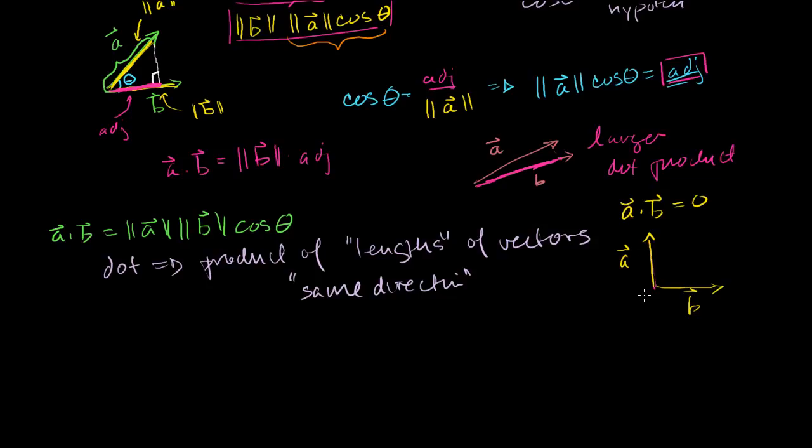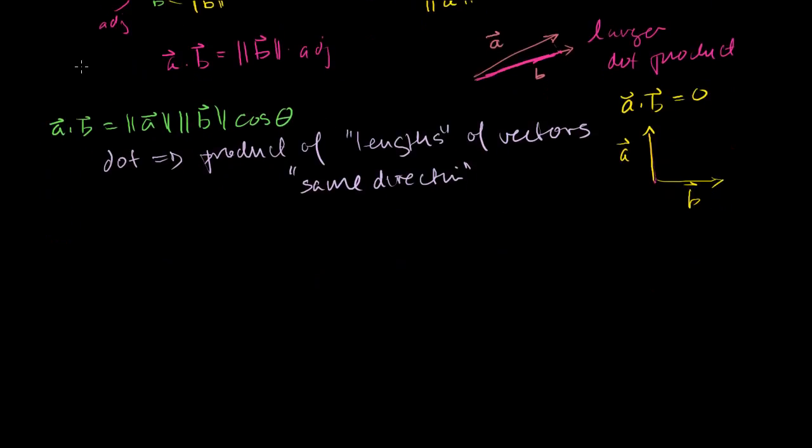It has no width. So you'd have a 0 down here, the part of A that goes in the same direction as B. No part of this vector goes in the same direction as this vector. So you're going to have this 0 adjacent side times B, so you're going to get something that's 0. So hopefully that makes a little sense. Now let's think about the cross product.